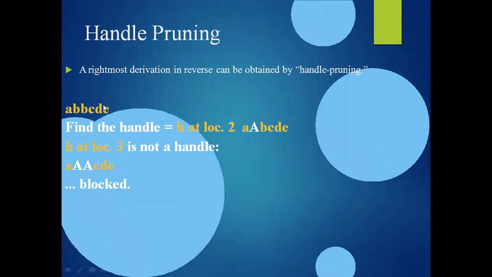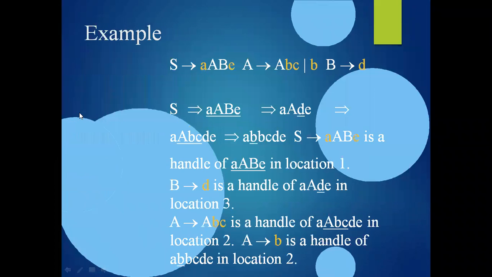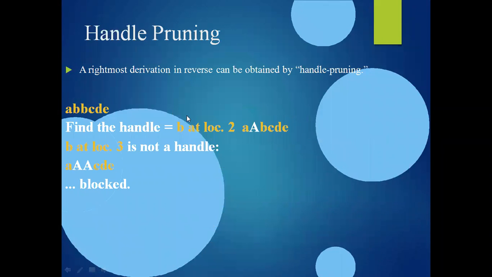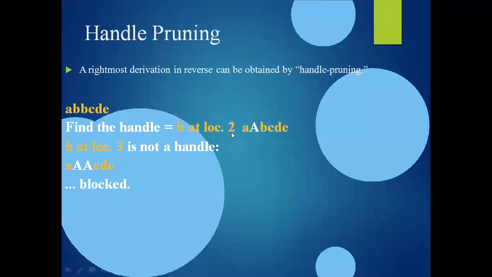If you have a string like this, find the handle: it is b at location 2, and A tends to B is a rule in the above grammar. In this grammar, A tends to B is there, right? If I replace capital A in the place of this small b, then it can be this one. And b at location 3 is not a handle.